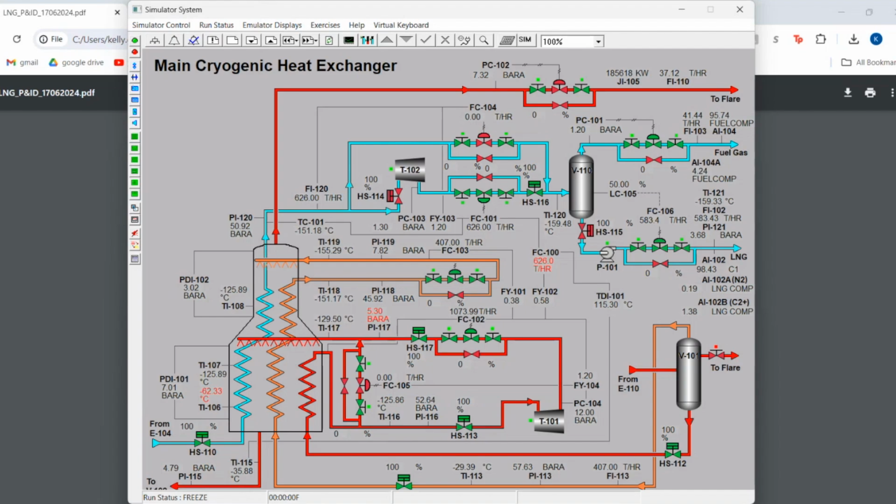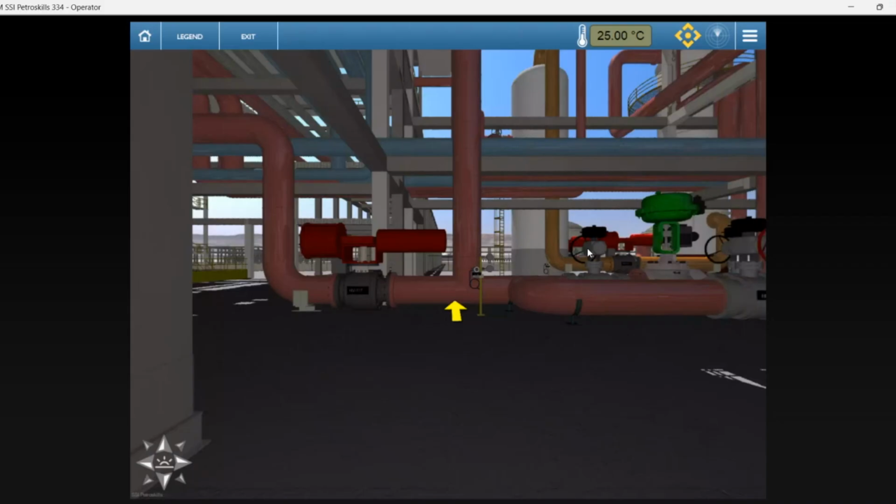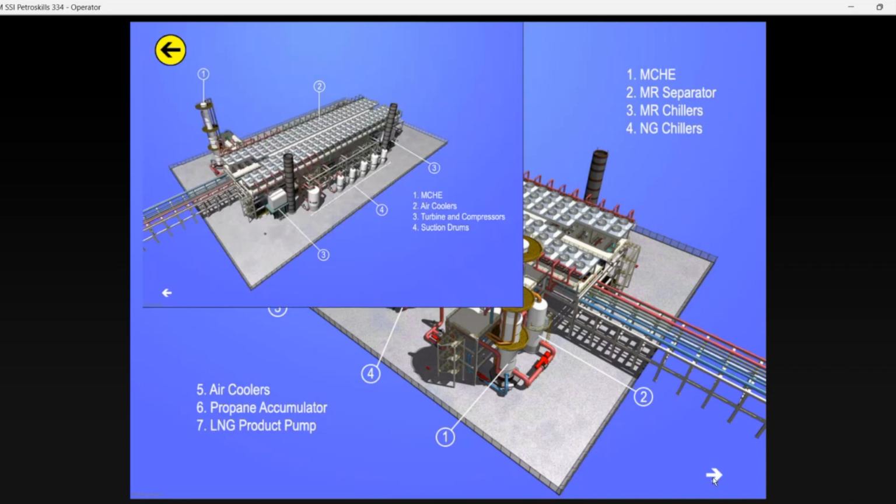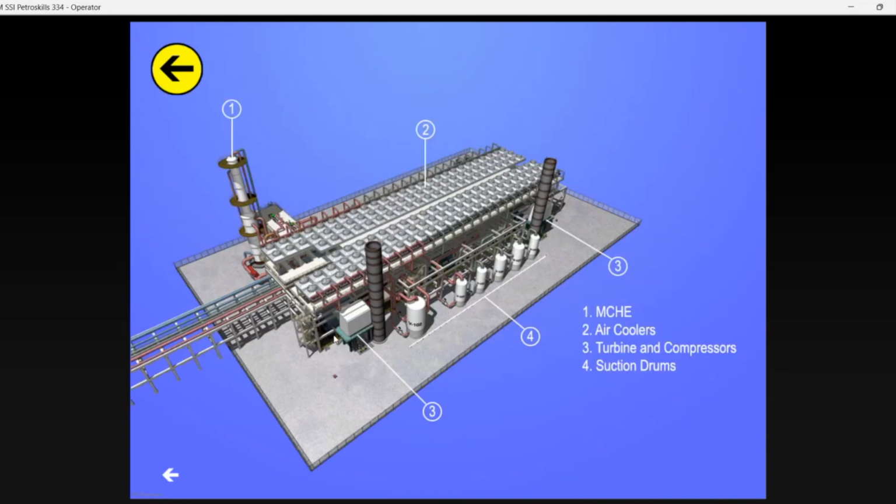Now we will look at the outside operator. So this is the outside operator for this LNG liquefaction plant. Looking at the legend here, we can see that the Main Cryogenic Heat Exchanger is here. The MR separator is right here. The chillers are seen around the middle right here. The air coolers are what this structure is made out of. And the propane accumulator is here and the LNG product pump is here. And from the back view, we have the turbines back here and the suction drums for the MR and the propane.